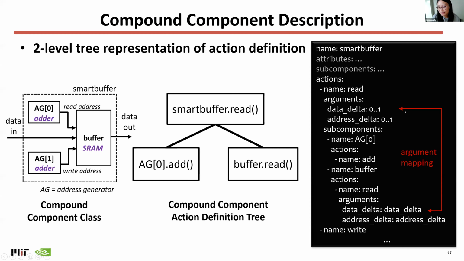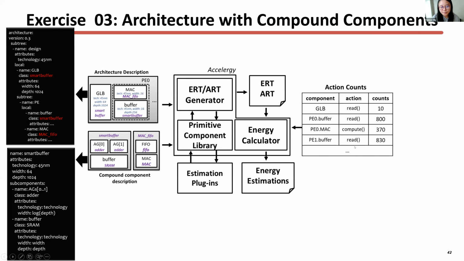So you can see here in the description, we're specifying the actions of the smart buffer in a similar format as a primitive component class, where we list the name of the action and the arguments associated with the action. And what's additional here is we also want to specify what subcomponent actions are associated with this high-level compound component action. So we still have argument mappings to the higher level actions associated with the compound action, in a similar fashion to what happened with the hardware attributes.